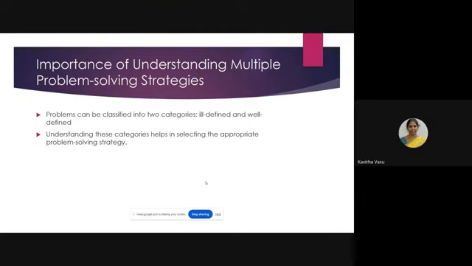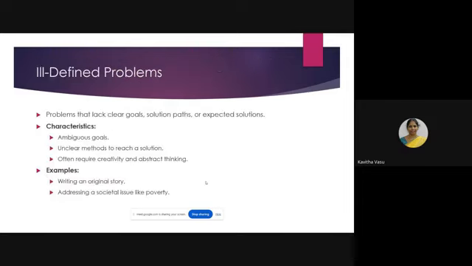Ill-defined problems are ambiguous and lack clear solutions, while well-defined problems have specific goals and known solutions. From the name itself we can easily identify. Ill-defined means there is ambiguity. That problem has some ambiguity. There is no clear-cut idea of the solution. But well-defined means it is clearly explained.